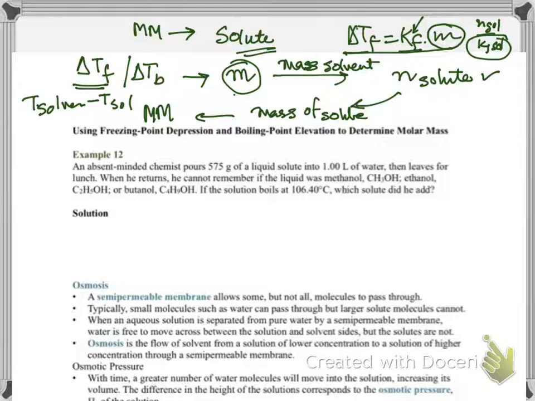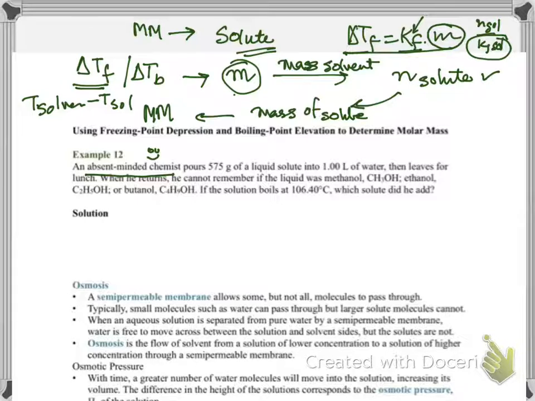Let's look at example 12. An absent-minded chemist pours 575 grams of a liquid solute into 1 liter of water, then leaves for lunch. When he returns, he cannot remember if the liquid was methanol, ethanol, or butanol. If the solution boils at 106.40 degrees Celsius, which solute did he add? So, if I can find the molar mass of the solute, then I can find which solute it was.